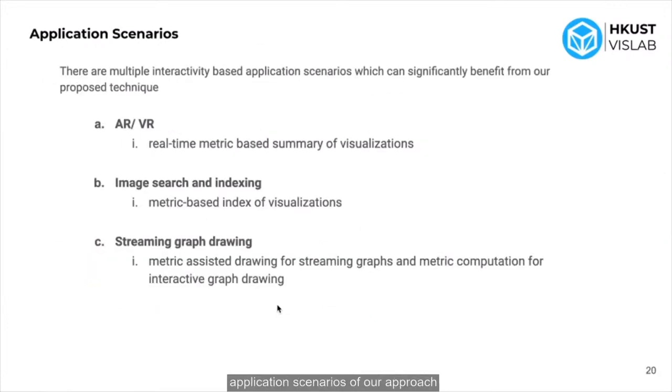In the next step, we will talk about the application scenarios of our approach. There are multiple interactivity-based application scenarios which can significantly benefit from our technique. As the output predictions of the model are quite fast, a real-time metric-based summarization of visualization can be done quite quickly in an AR/VR setup. This can further be used by search engines to build image searches of complex visualizations. Furthermore, metric-assisted drawing for streaming graphs and metric computation for interactive graph drawing can be done in a real-time manner and can assist greatly with streaming graph drawings.